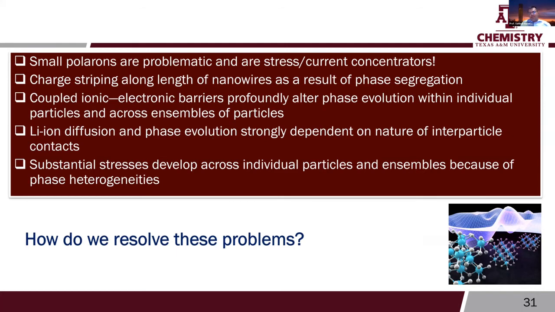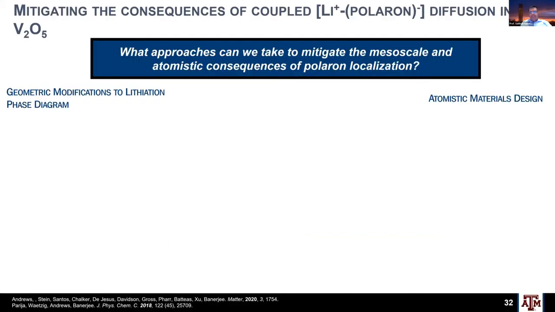And because of these lithiation heterogeneities, phase heterogeneities, you end up getting a lot of stress built up, and that affects both the durability of the electrode as well as the charge and discharge rates that are possible. So how long it takes for you to charge and discharge these also becomes affected by this.